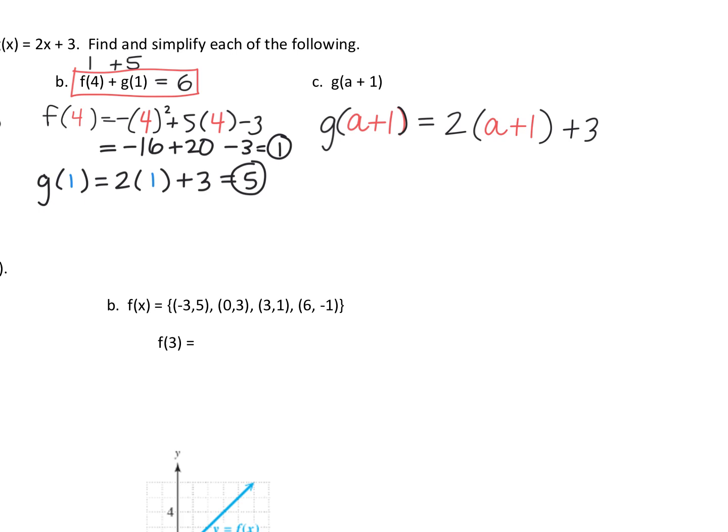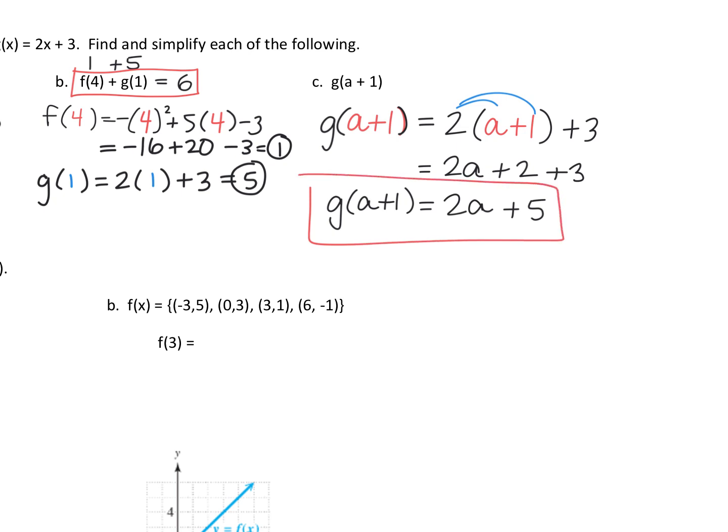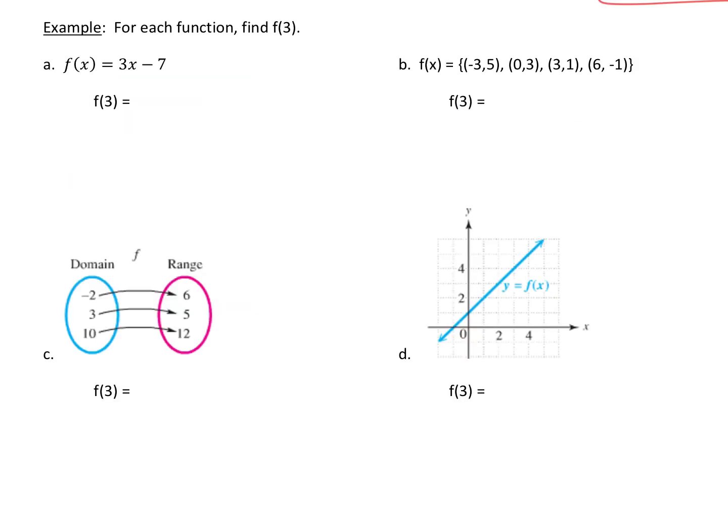And what do you think you should do with the 2? Distribute. So remember that over here, we are not distributing on the left. This is not multiplication, g times a plus 1. It just tells you to plug it in. Okay, so go ahead and distribute and simplify on the right. So 2a plus 5. Okay, and that's as far as it goes. You do not get a single number this time. So try these 4, and then I'll write them up in a second.